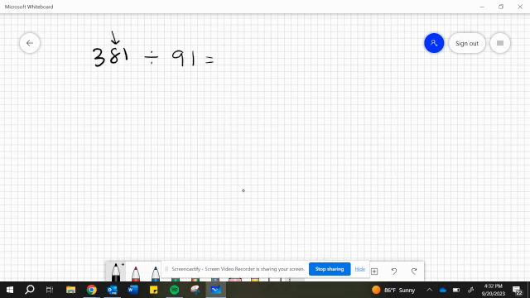Our first number here is called the dividend. Our second number here is our divisor. The divisor is the number that you use to divide, and the dividend is the number that is being divided. And our answer to a division problem is a quotient, which we'll find soon.